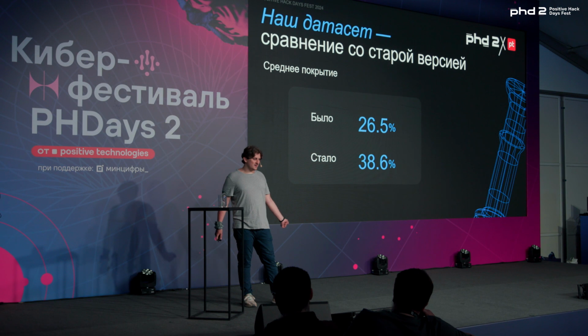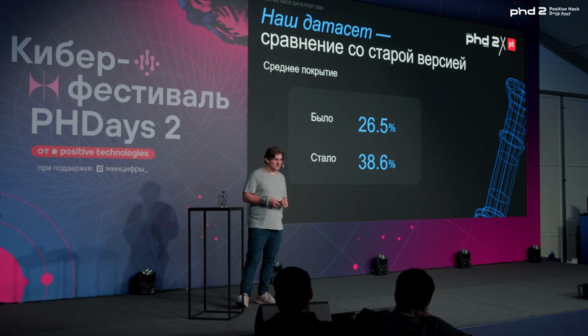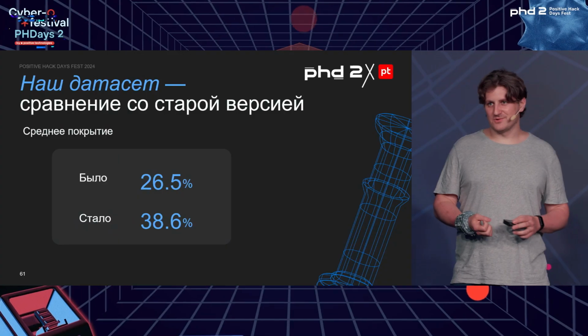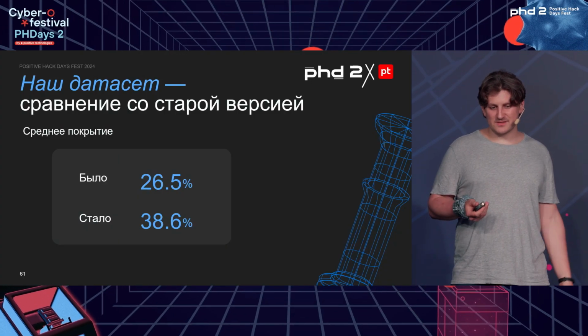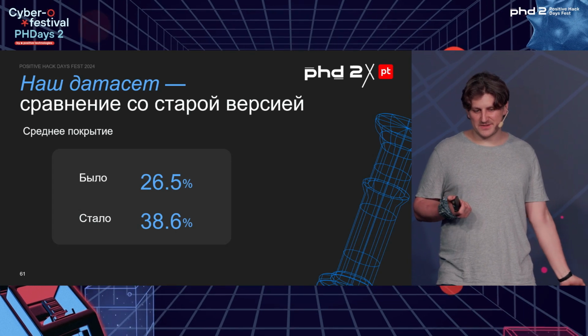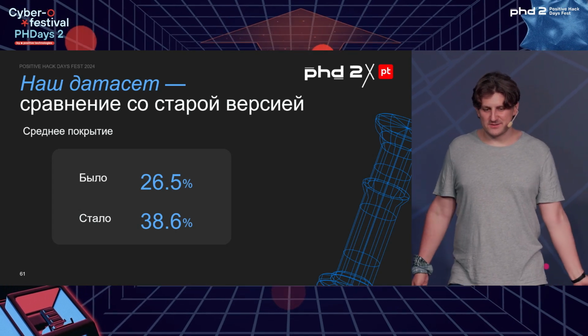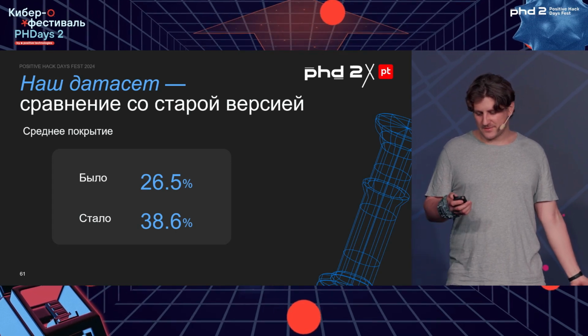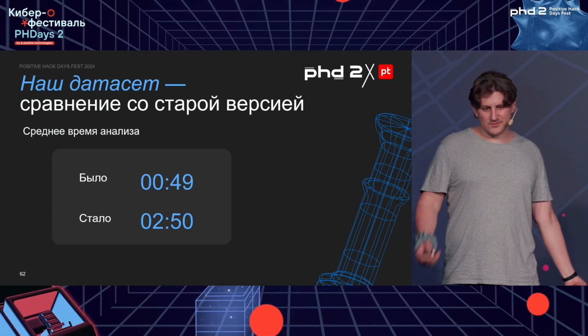Using this dataset, what kind of metrics do we get at the end? We can see that the main metric is average coverage, of all these found endpoints. And obviously, we calculated for each of the pages what kind of endpoints should be found and what did we find. And then we make an average for the whole dataset. Here we can see that the coverage was 26.5% and became 38.6%, basically a 12% increase in coverage.